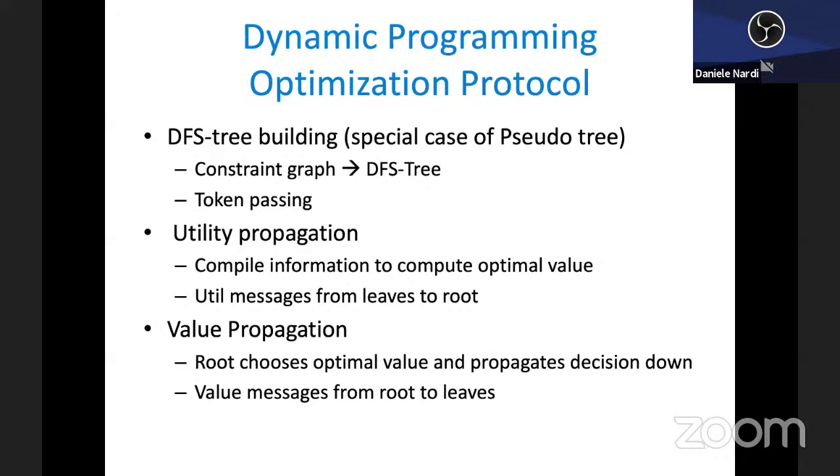The first pass is called utility propagation. And in this pass, the communication goes from the leaves towards the root of this tree.